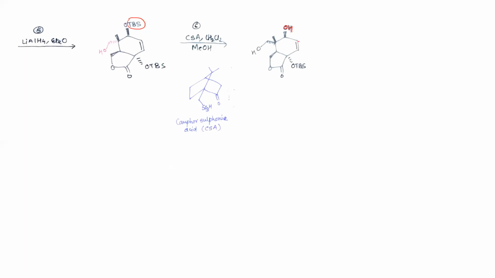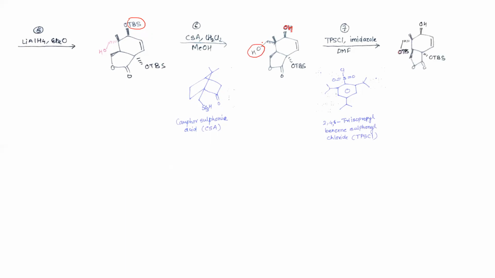Further, we will allow this to react with TPS-Cl, in imidazole and DMF. Imidazole and DMF are for the basic medium. TPS is again a good protecting group. You can see the structure of the TPS. It's 2,4,6-triisopropylbenzenesulfonyl chloride. Okay, so it is a good protecting group for primary alcohols. So you can see in this molecule we have a primary alcohol group here. So we are going to carry out the protection of that. So I have written here OTPS. So we have protected this primary alcohol.